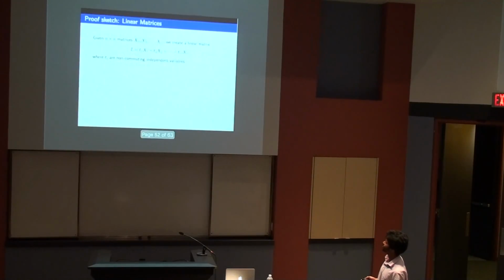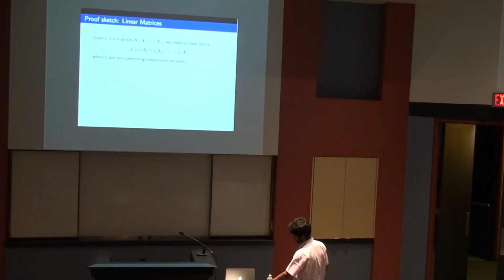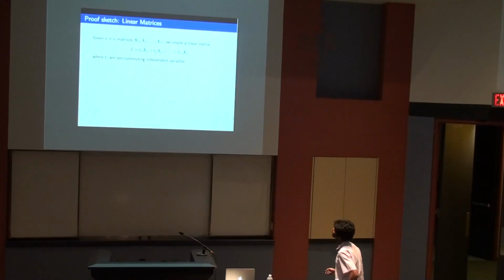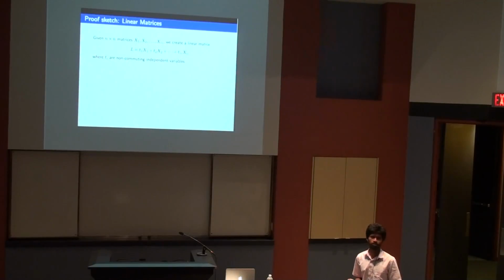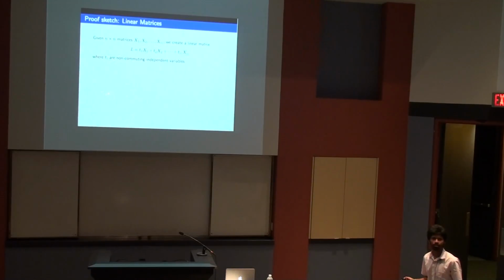Now I'm just going to briefly sketch the proof of what these matrices look like. When I say proof sketch, I mean the linear bound on the size of the matrices. This is going to be a little bit of linear algebra, so if you can follow it, try to follow it. So given n by n matrices, let's say m of them, x1 to xm, all taken over some field, you create a linear matrix which is just t1 x1 plus t2 x2 plus up to tm xm, and these ti are just going to be non-commuting independent variables. Just formal variables with absolutely no relations whatsoever.